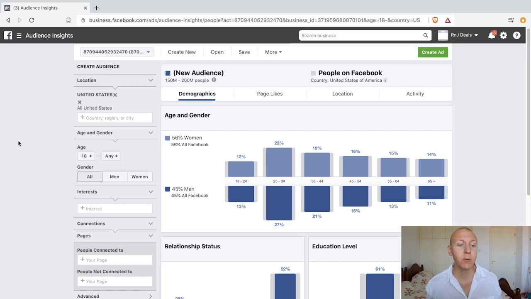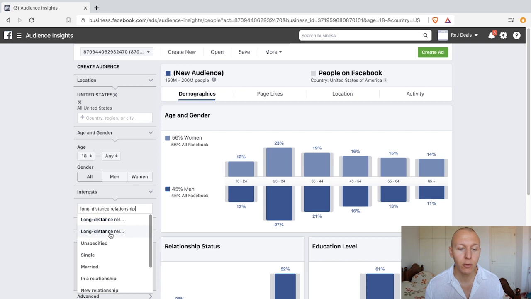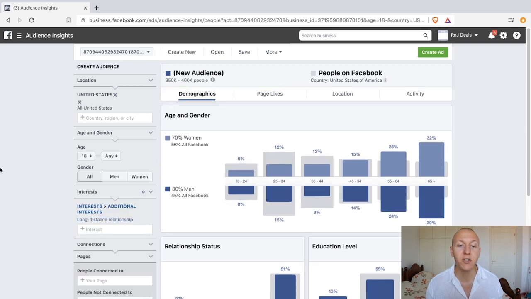So the first thing that we're going to want to do is go to interest and then just write that interest in. This is how we dig for more information. So let's start off by writing in long distance relationship. There we go, and I'm going to select the long distance relationship. Now if we look to the right, this is where we get all of the information, and we're going to go through all of this step by step.